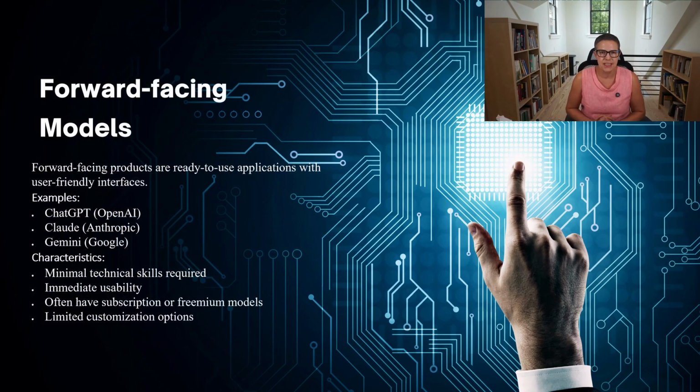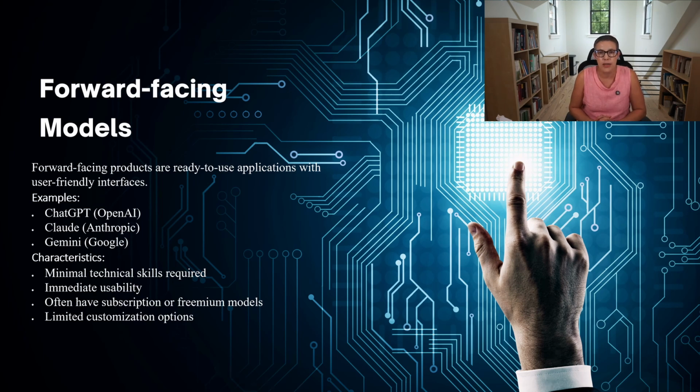Now we're going to discuss the difference between forward-facing and API models. They're basically how you can access different LLM models. The forward-facing interface is typically a user-friendly web interface or application where individuals can directly interact with the LLM. Users can input prompts, ask questions, or request tasks without needing to write code or understand API integration. This interface is designed for ease of use and immediate access to the model's capabilities.